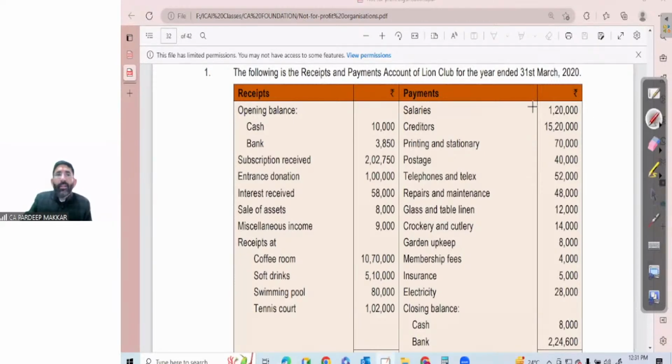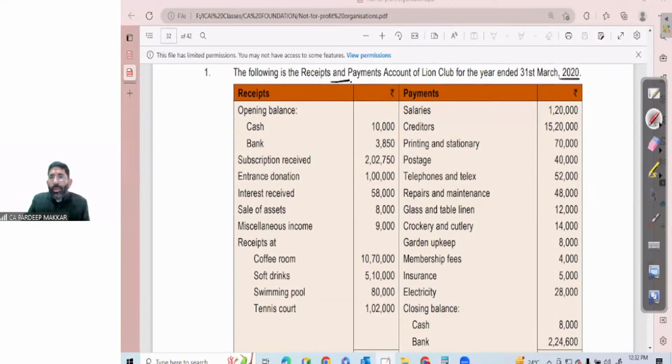So let's understand it. First of all, what it is. This is the receipt and payment account given to you. It is just like a trial balance which is given to you. Here the amounts given are assumed as the amounts given in trial balance, because we have already discussed that in trial balance we have been given amounts paid or received during the year. In the same way, receipt and payment account is the account in which amounts paid or received during the year are given to you.